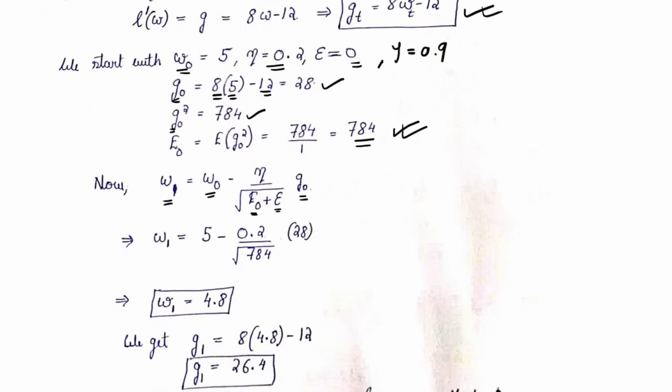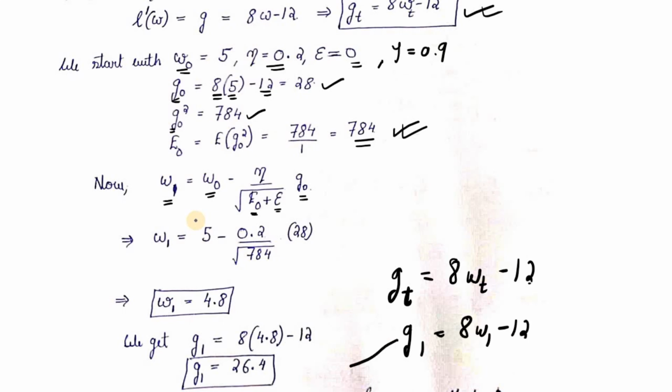Now we can definitely get the value of g1 from w1, because gt is equal to 8 times wt minus 12. Now g1 is 8 times w1 minus 12, which gives the value of g1 as 26.4, because w1 was 4.8. Now we have finished one iteration.